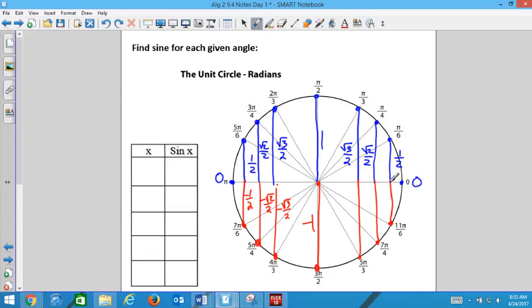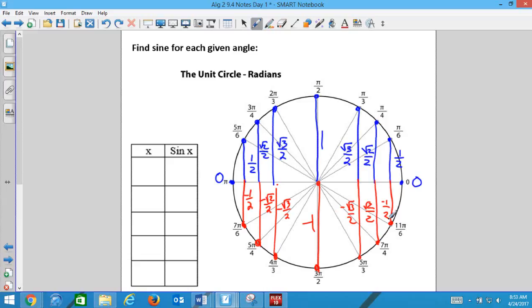0 again. So this one's going to be negative square root 3 over 2, negative square root 2 over 2, and then negative half. And then once you go to 0 and we go on, it repeats the process again. It gets bigger, then it gets smaller to 0, then it gets negative, then it gets closer to 0, then it gets bigger, then it gets closer to 0.